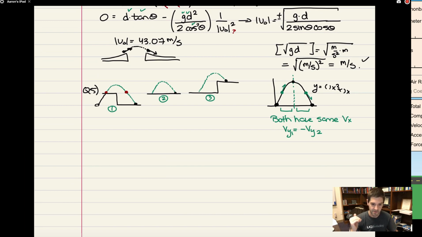But notice in the case of particle 1, it has an additional distance it can then fall. It has additional time that gravity can continue to accelerate the vertical velocity. And so as a result, particle 1 is moving pretty fast. Compare that with particle 2, where by symmetry, the launch speed is the same as the landing speed.